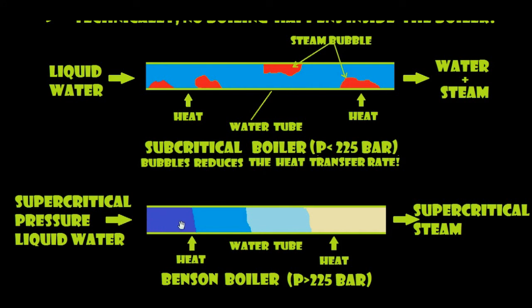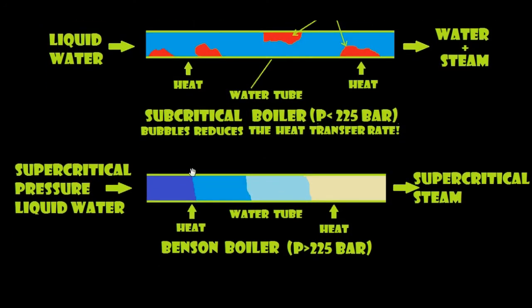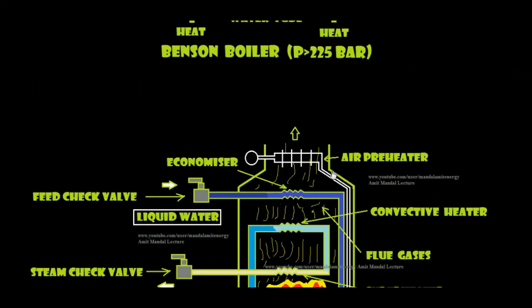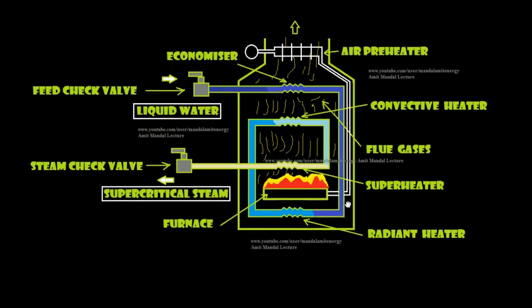Since over here there is no steam bubble, okay, it means there is no phase change. So technically we can say that there is no such boiling occurring, no phase change is occurring, because there is no bubble over here, because vapor and liquid are two distinct phases. Okay, so technically we can say that there is no such boiling inside the water tube of the Benson boiler.